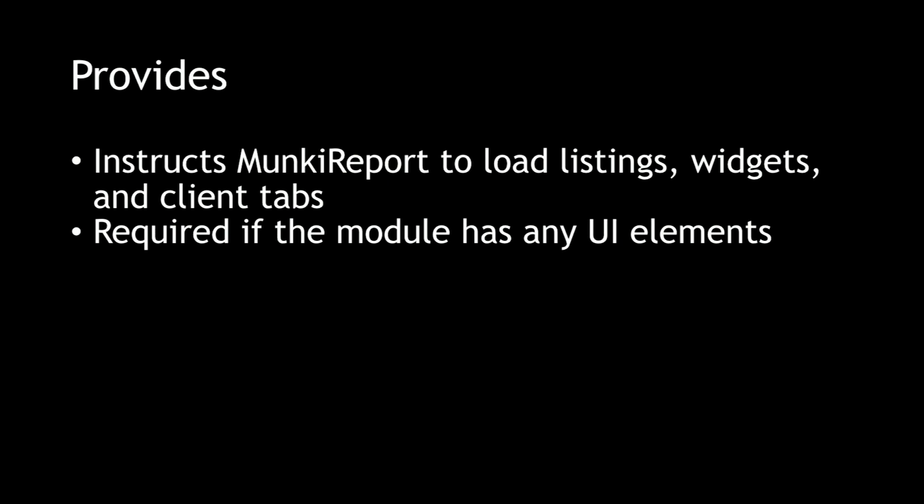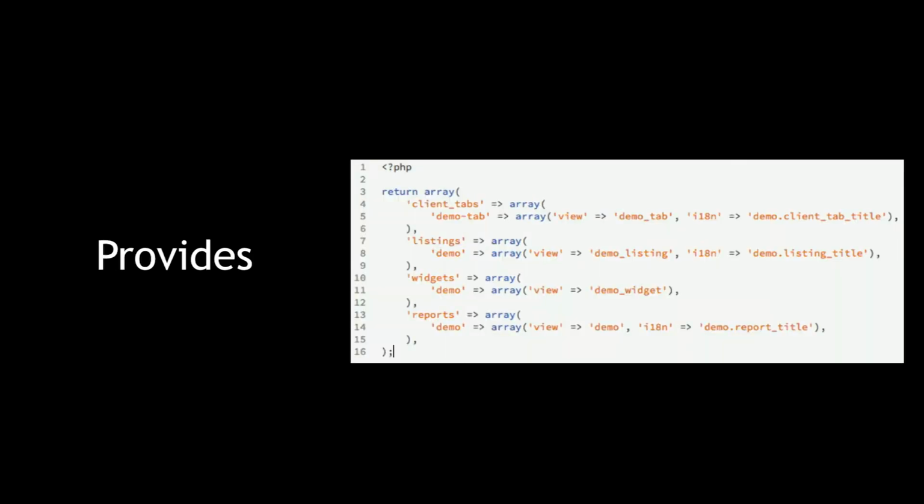Provides are key parts of the UI experience for your module. Without it, MunkiReport will not load or show any listings, widgets, or client tabs that are included in your module. If your module doesn't have any of these, you can skip including provides in your module. Here's our example provides. It outlines what UI items the module has. And within it, we have 4 array items for client tabs, listings, widgets, and reports.